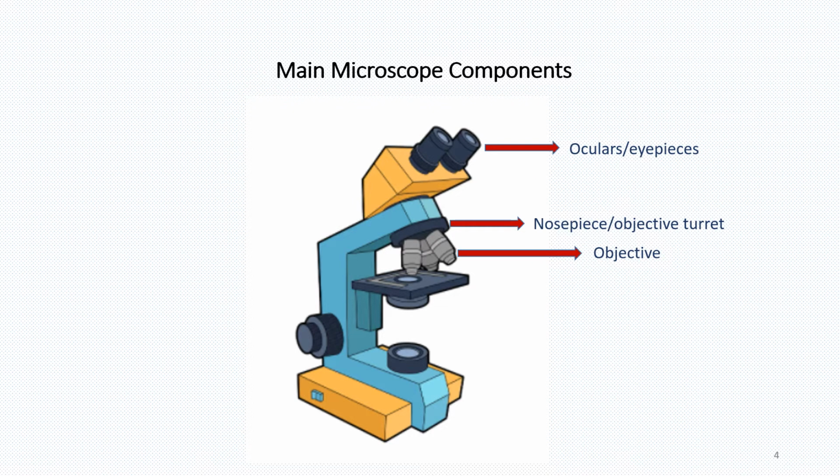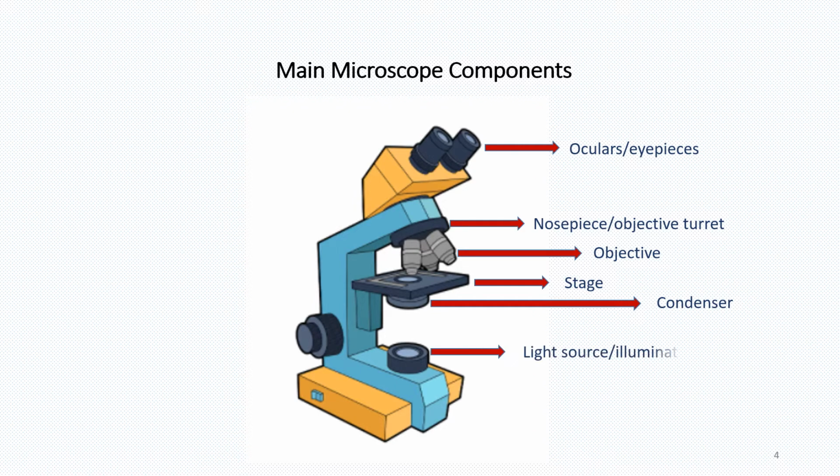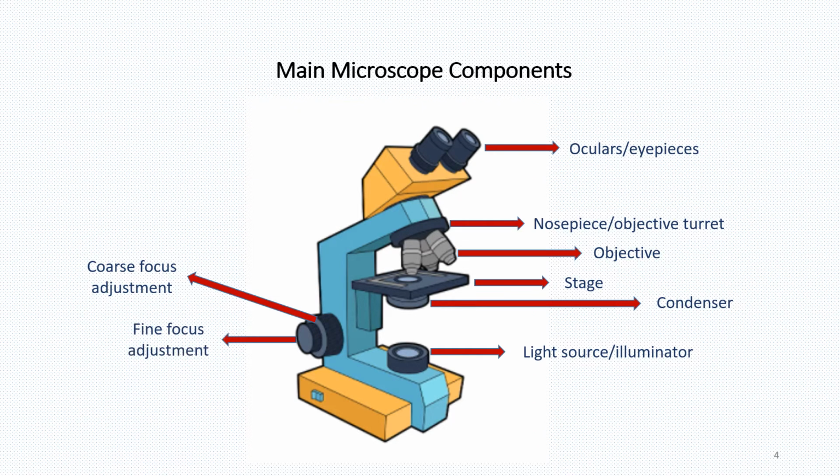All microscopes are designed to include a stage where the specimen is placed for observation. The condenser is used to collect and focus the light from the illuminator onto the specimen. The light source is required for sample illumination. The coarse focus knob is meant to bring the sample mostly in focus, and the fine adjustment is used to bring the sample into sharper focus.